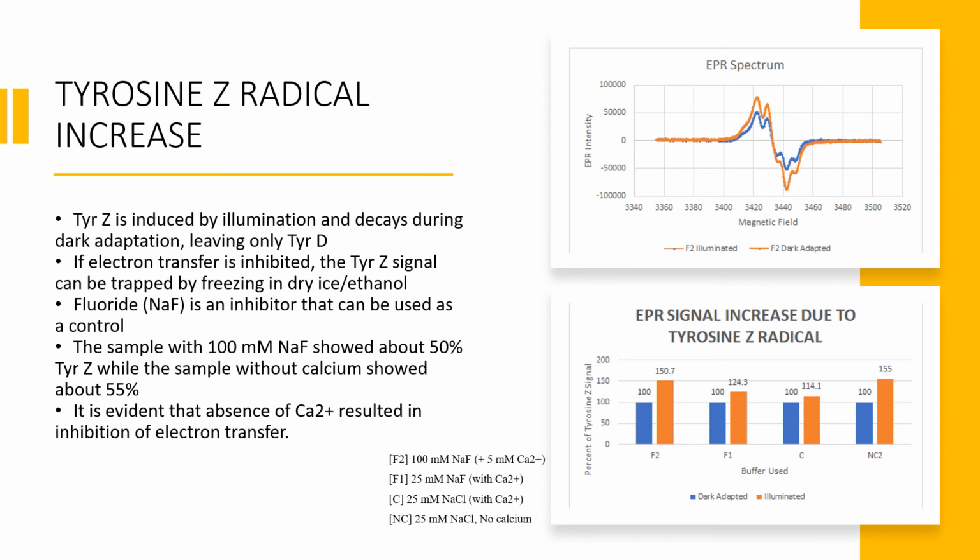In the second graph, it shows the increase in tyrosine Z signal after illumination. The 100 millimolar fluoride sample had a 51% increase in signal, and the sample containing no calcium had a 55% increase. Therefore, it is evident that the absence of calcium resulted in inhibition of electron transfer.